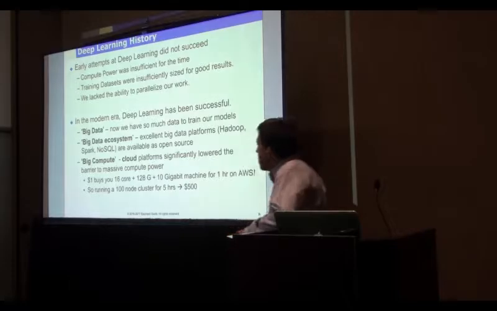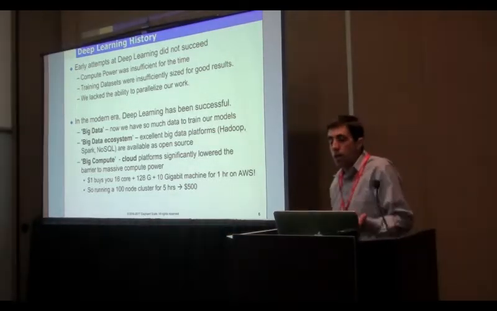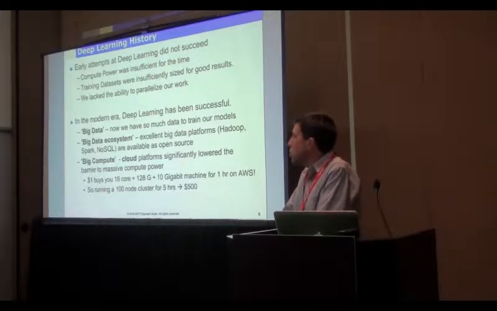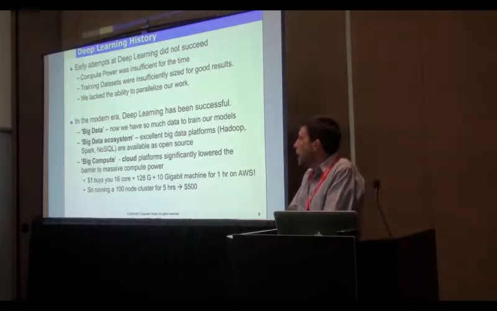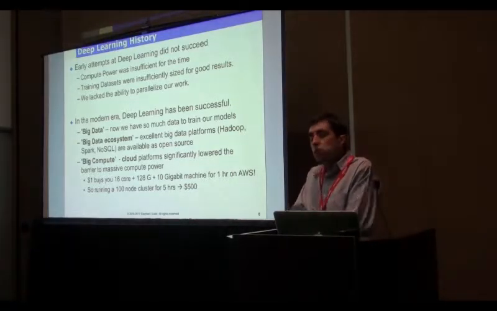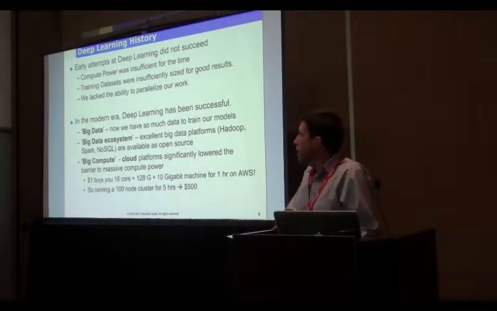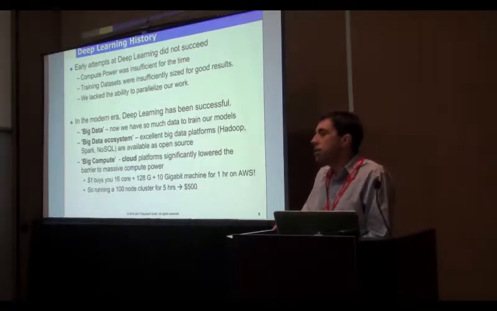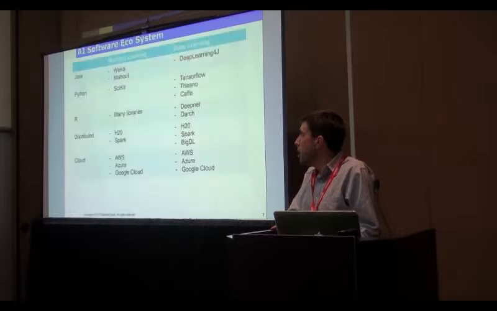And another thing is big compute, right? Cloud has significantly lowered the cost of massive compute. And so, of course, here at Structure, we've been talking all about that. The cost of this compute is constantly falling, and the agility that we can get by, for example, just starting up a 100-node cluster for 5 hours for a transient workload like that gives us huge benefits in terms of being able to scale our deep learning.